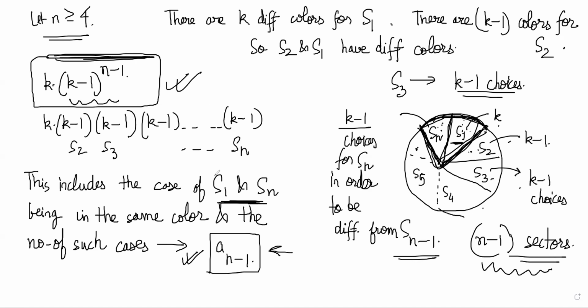It included some bad cases. Those bad cases we have counted and we have said it is equal to a_{n-1}, right? So hopefully you have understood the point. So from here we get the equation a_n should be equal to k times (k-1)^(n-1) minus a_{n-1}, right? This is true for n greater than or equal to 4.